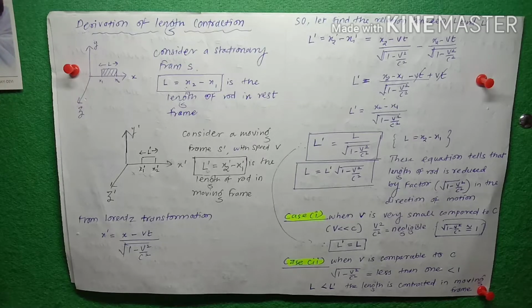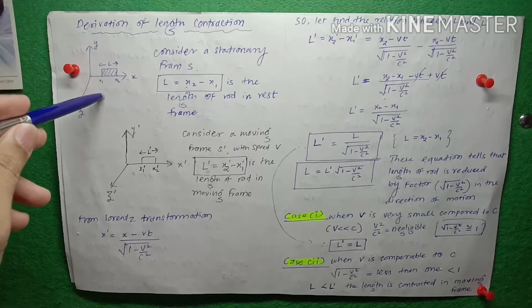Now in this video we are going to find out the derivation of length contraction, because in the last video we have seen what length contraction is. So let us now derive mathematically how the length gets contracted when it is seen from a moving frame of reference. So here we have taken two frames.